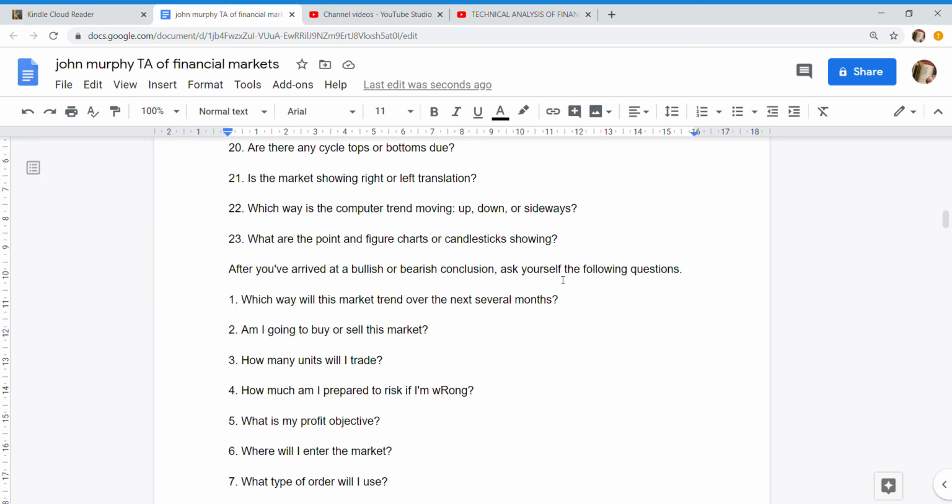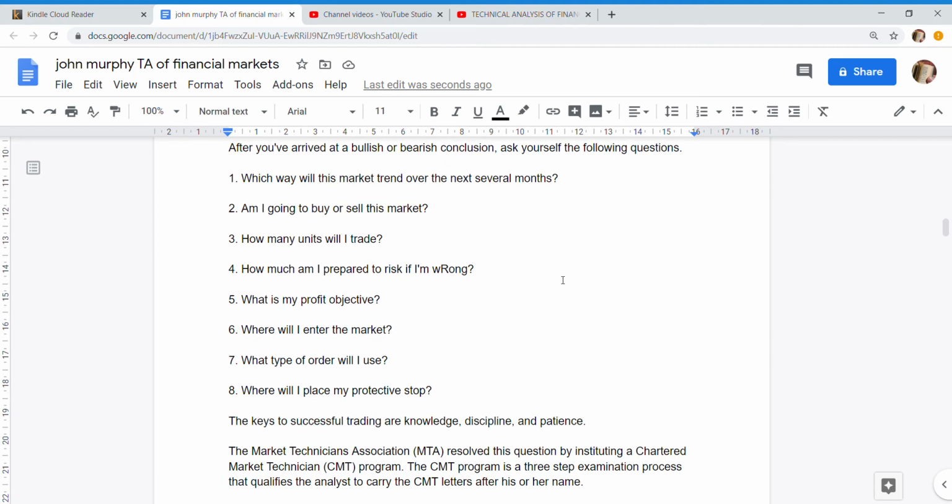6. Where will I enter the market? 7. What type of order will I use? 8. Where will I place my protective stop? The keys to successful trading are knowledge, discipline, and patience.